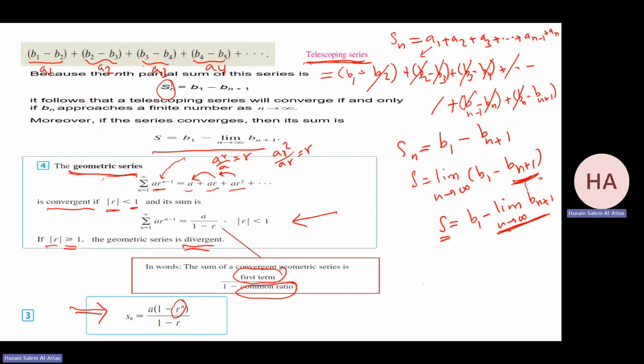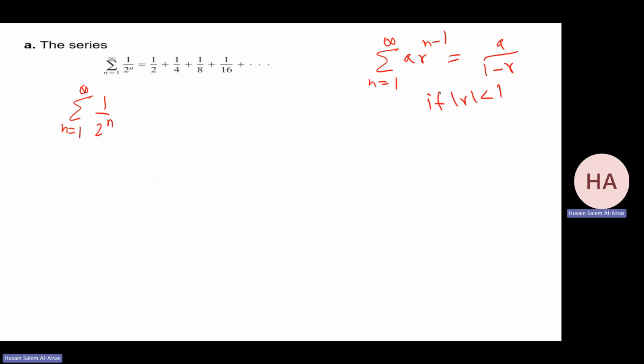Now let me try to write it in this way. That will be the summation from n equals 1 to infinity of half to the power n. Is it in this format? No. I need r to the power n minus 1. My r should be half. But I want to write it in this way, so it will be the summation from n equals 1 to infinity of half to the power n minus 1. So I need to multiply by half. Now what I have, this will be a, and that will be r.